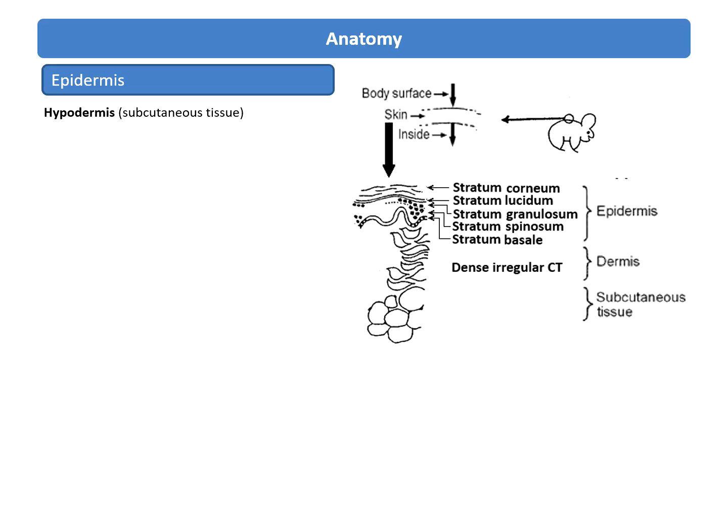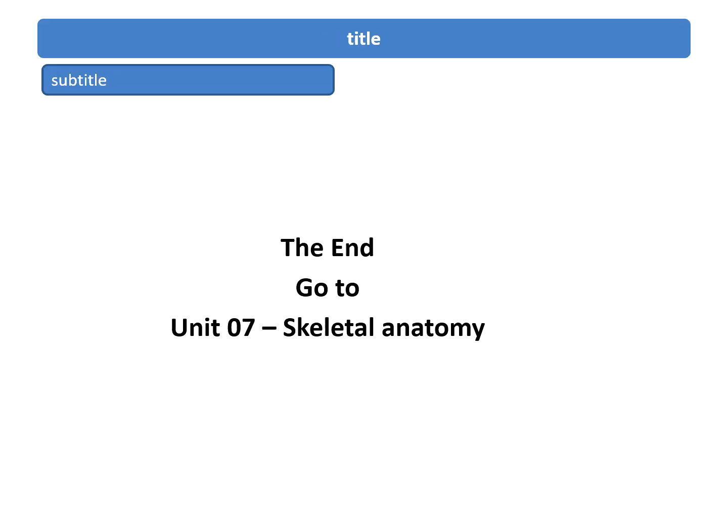Hypodermis is subcutaneous tissue. It's located beneath the dermis and contains a lot of adipose tissue. And that is a look at the skin. You're now ready to proceed to Unit 7, Skeletal Anatomy.